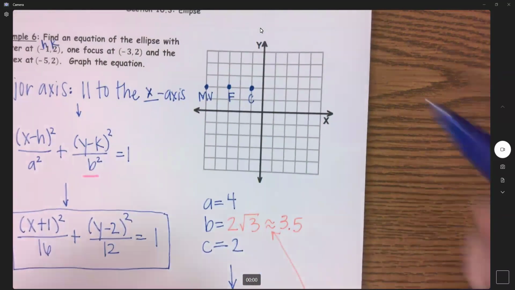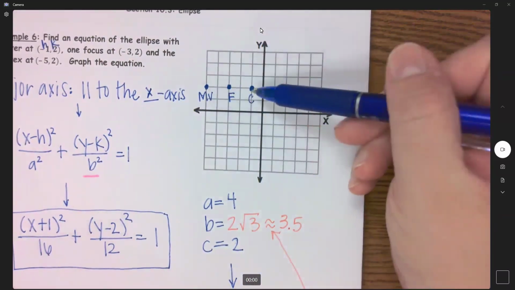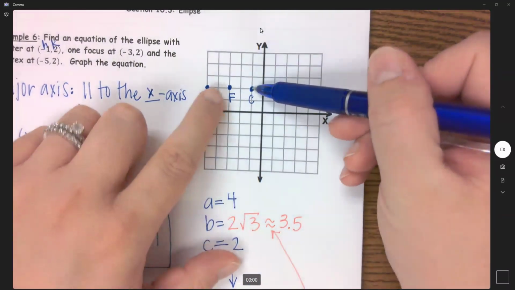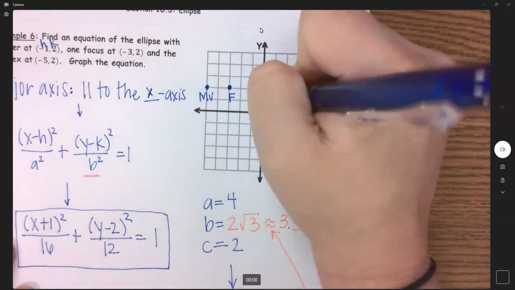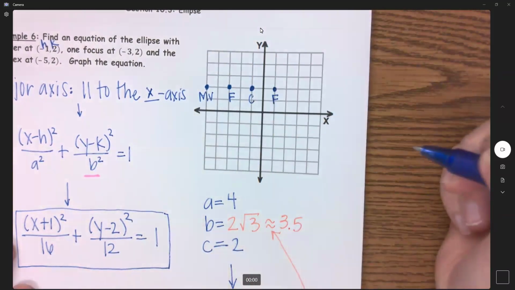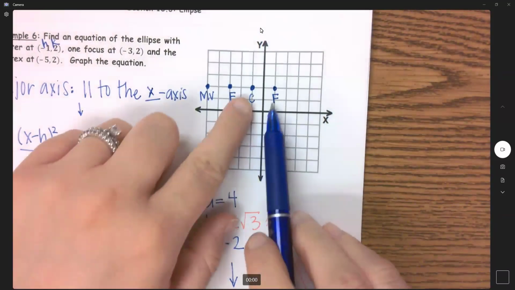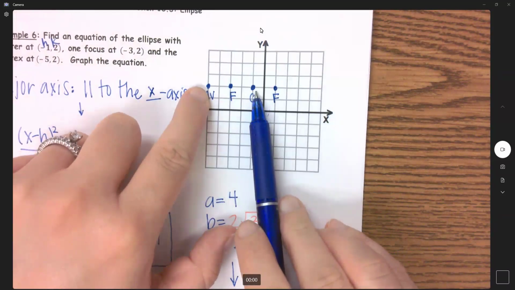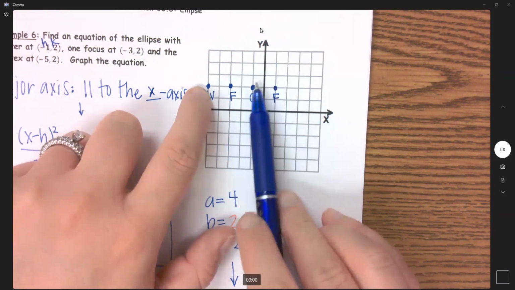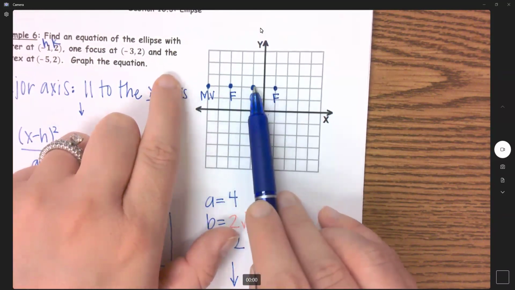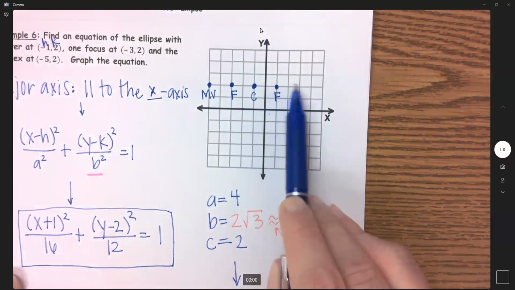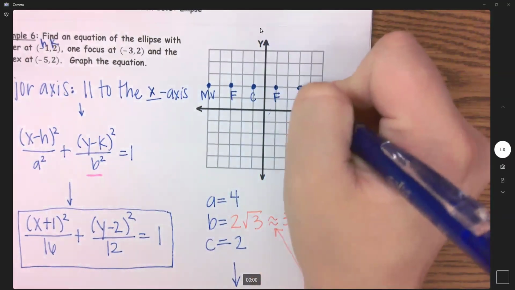So let's plot this. So I already have one focus and one major. Let's get the other one. So from center to focus is 2. I'm going to go 2 in the opposite direction. And then from center to major, I'm going to go 4. Notice I'm not going that many from the y-axis. I'm going that many from the center, right? So it's 1, 2 units over, 1, 2. So this is 4. I'm going to go 1, 2, 3, 4 right here.